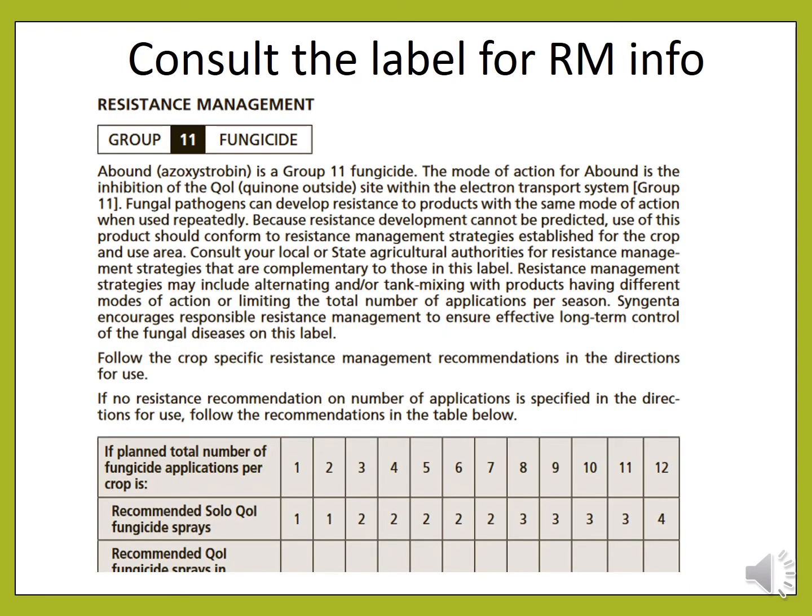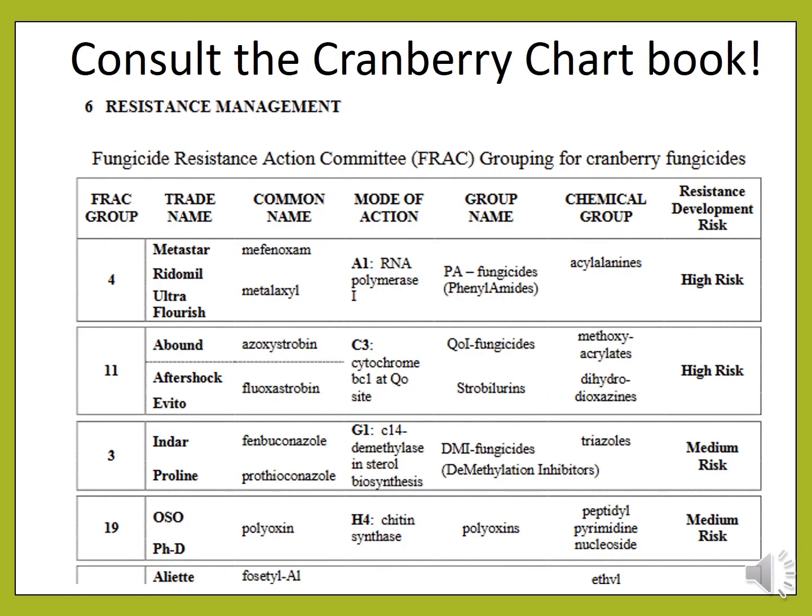In addition to the group numbers, labels also have a lot of good information about resistance management. Sometimes there's recommendations on the number of fungicides, the sprays, and other types of things that one can rotate to. So I urge you to consult the label for your pesticide to look for this type of information when making a plan for your farm. In cranberry management, we put out a publication called the Cranberry Chart Book every year. And in this particular publication, we have detailed information about the different groups and the risk of developing resistance.